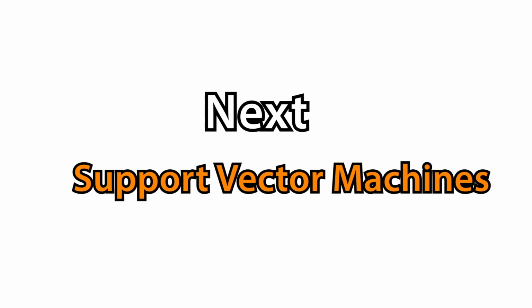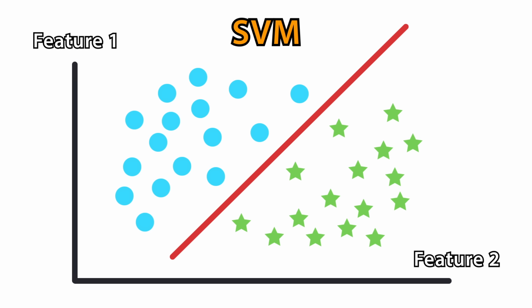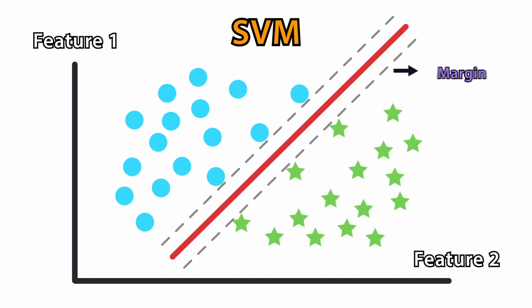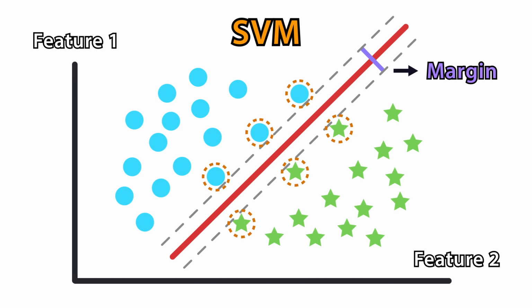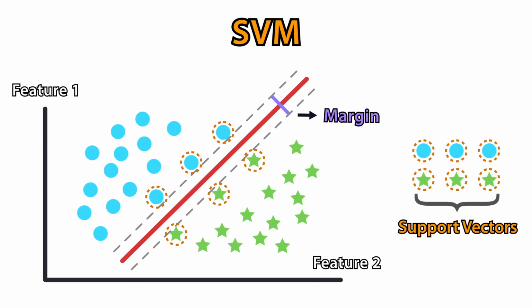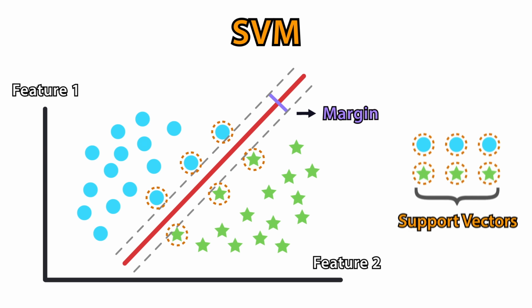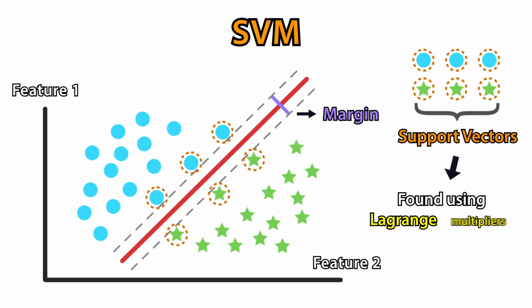Next, support vector machines. The idea of SVM is to find the optimal hyperplane that separates data points of different classes in a high-dimensional space. The separation maximizes the margin, which is the distance between the hyperplane and the nearest data points from each class. Those points are the key data points, which are called support vectors. Support vectors play an active role in defining the decision boundary and are chosen using a concept called Lagrange multipliers.